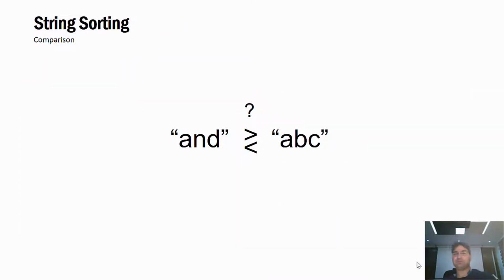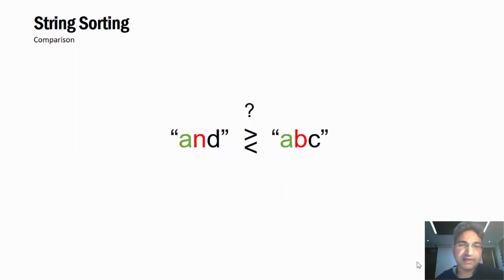Okay, but what do we do with the strings? If I can come up with a way of comparing strings and say which one is smaller and which one is bigger, I can use the same sorting algorithm. In this case, we have got two words, A N and A B C, and I want to know which one is bigger. So I start from the leftmost character, in this case A, but it's equal in both of them, so I cannot say which one is bigger.